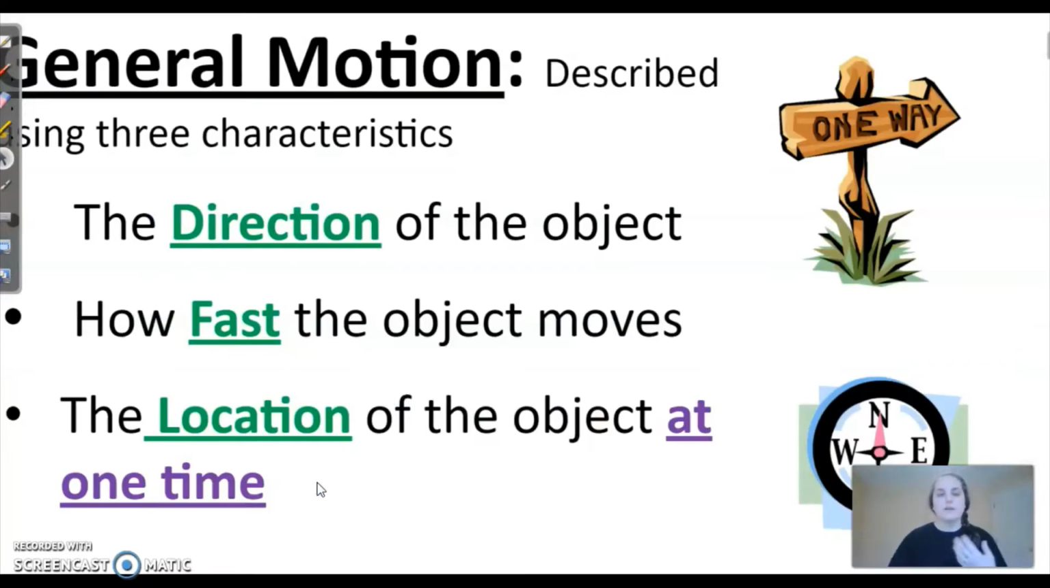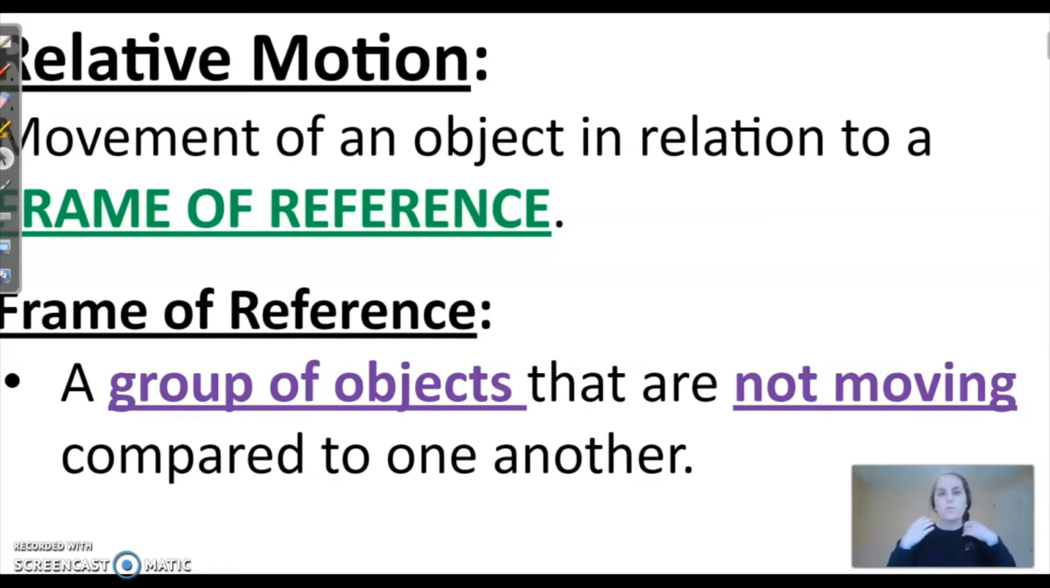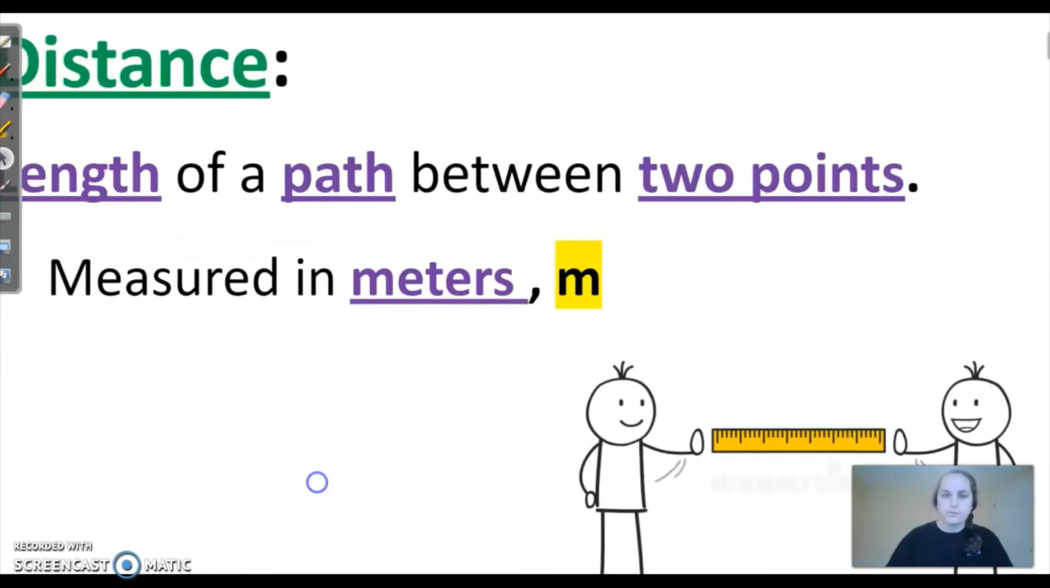So general motion, that's going to be about direction, how fast, what's the location of your object. And so when we're talking about motion, we have to take it from a frame of reference, and that is our relative motion. Our frame of reference can be different reference points. So when we're looking at a moving object, we have to take it from different reference points.